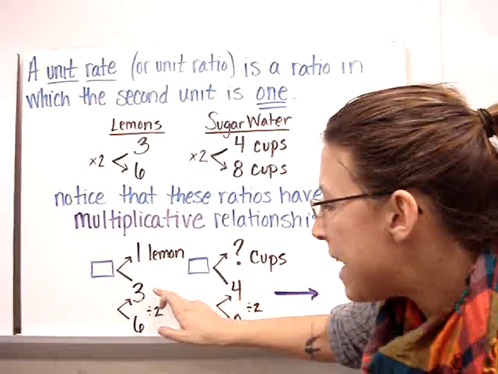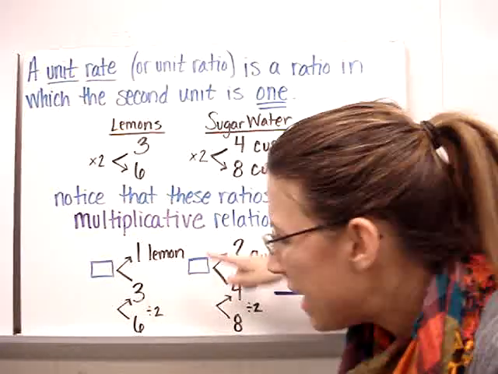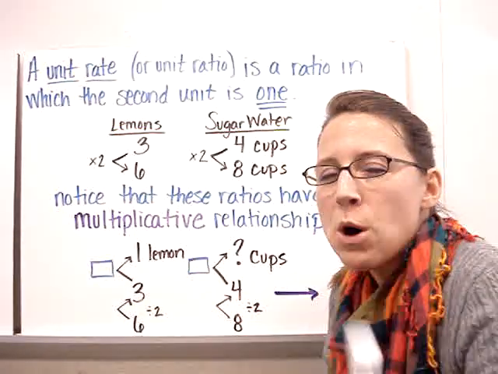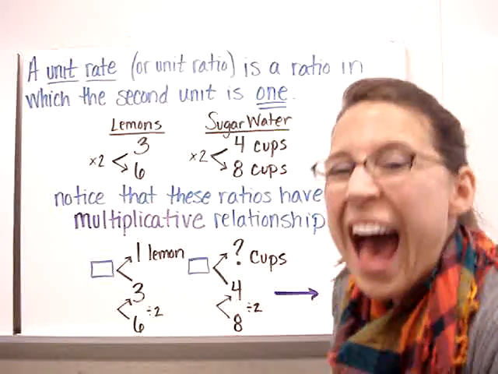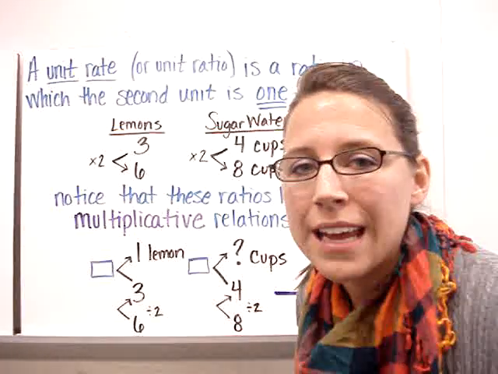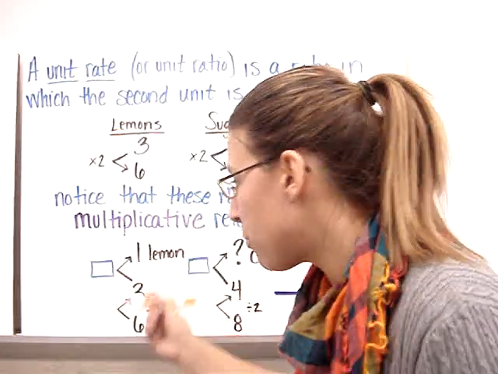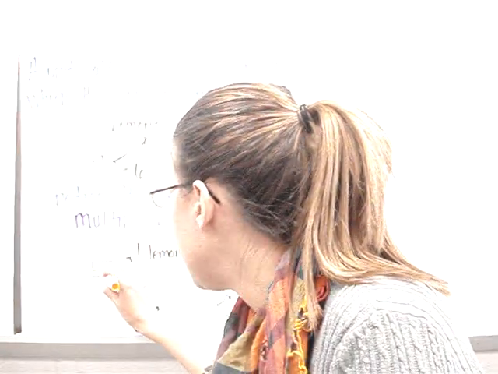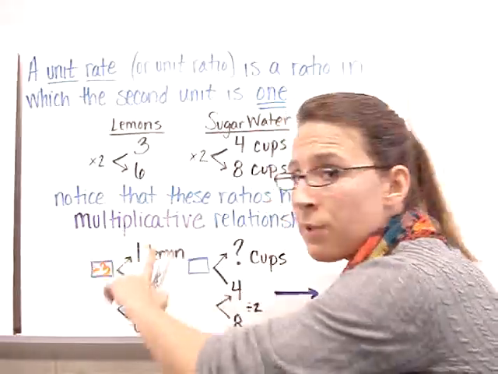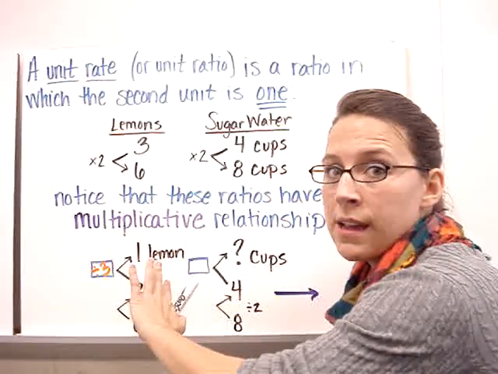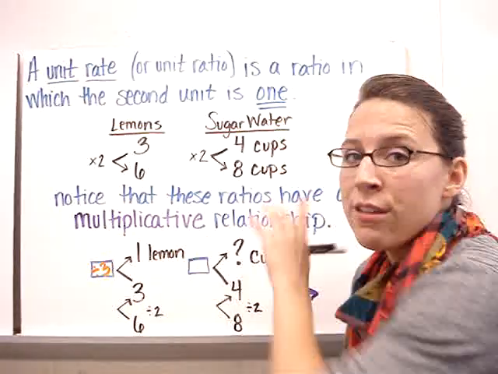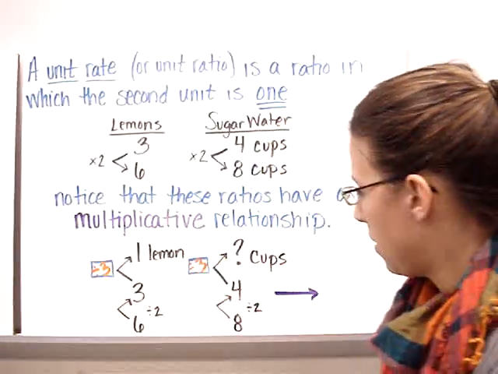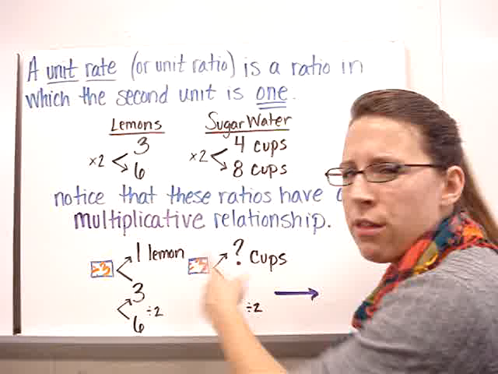But if I have 3 lemons and I want to get to 1 lemon, how do I get from 3 to 1 multiplicatively? I divide by 3, right? 3 divided by 3 is 1. We've been doing this. So divided by 3. And so if I divided by 3 for this part of the recipe, I need to divide by 3 for the water part of the recipe. Okay, 4 divided by 3.